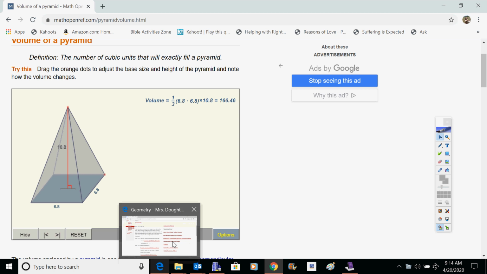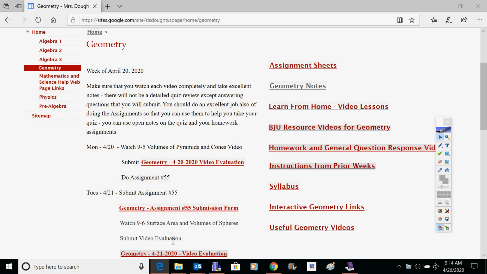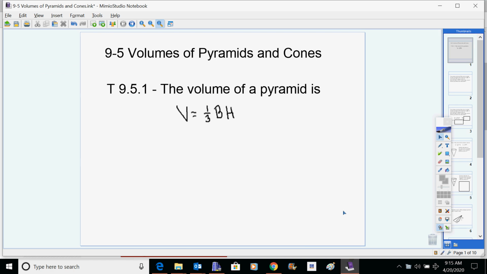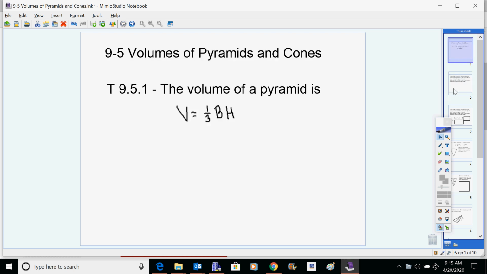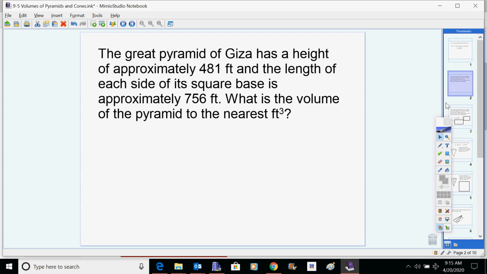Now, I'll post this link a little bit later in your geometry page that you've been looking at. I'll post it in interactive geometry links so that if you want to play around with that a little bit, you have the option to do that, because it's kind of neat to see it happening and seeing all those calculations, and you can do them yourself as well. So the formula is 1/3 the area of the base times the height. Now that one, of course, was when the base of the pyramid was a square, but you can have all different kinds of shapes for the base of a pyramid, as you know, so we'll look at them a little bit later.